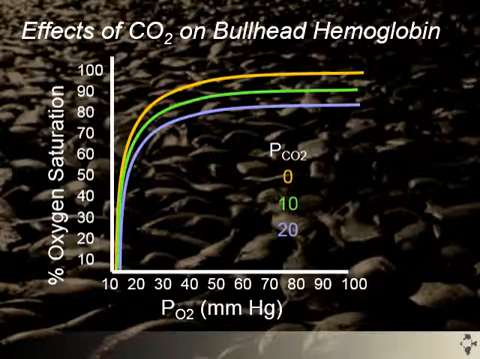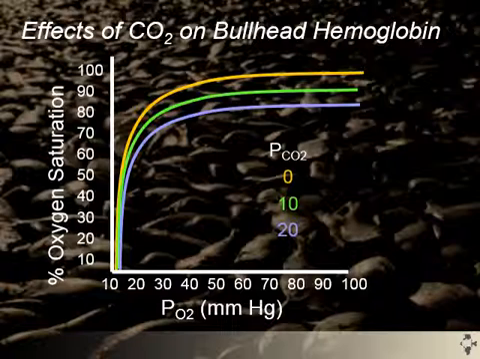You can see the same effect here with respect to the pressures of carbon dioxide for bullhead hemoglobin, but you can see that the Bohr and Root effects that are observed are substantially less obvious. So the curves are not as different as the previous slide illustrated for trout. And again, this is because bullhead hemoglobin is so much stickier and has a much greater affinity for oxygen.